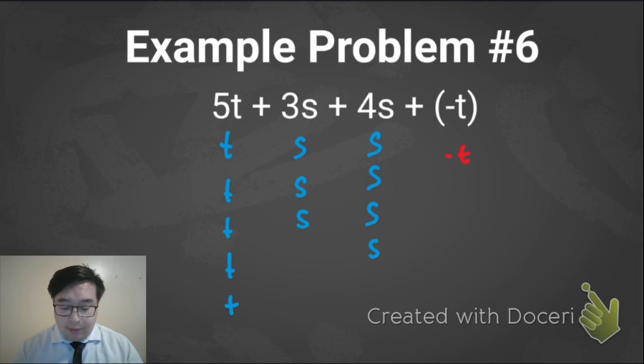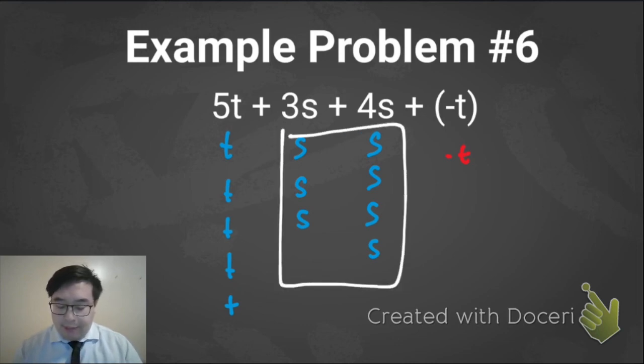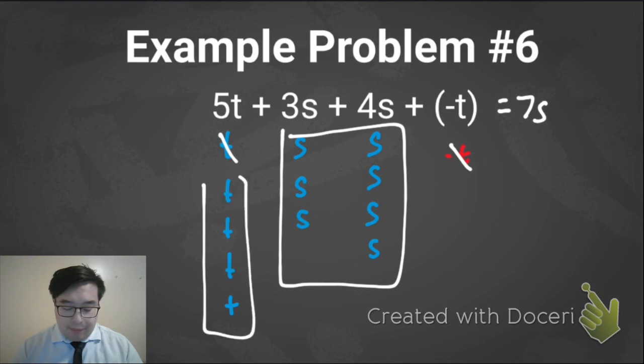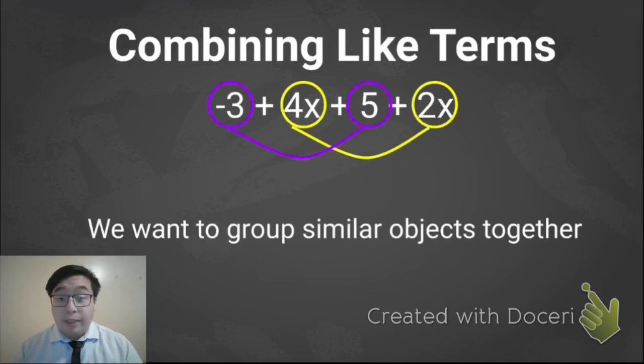So let's combine all the s's. So combining all these s's, I have 7 s's, and using the t's to cancel out, this t will cancel out this t, and I'm left with 4 t's left over. So in total we have 7s plus 4t. So just keep in mind that when we're combining like terms, we want to group together similar objects. So variables with the same symbol are going to go together, and integers are going to go together.